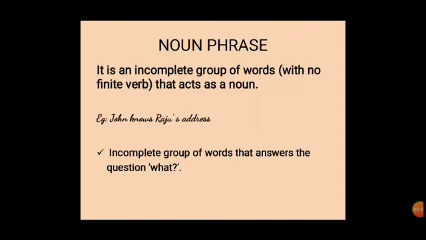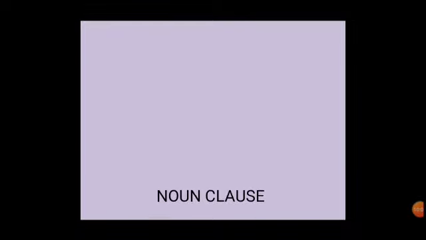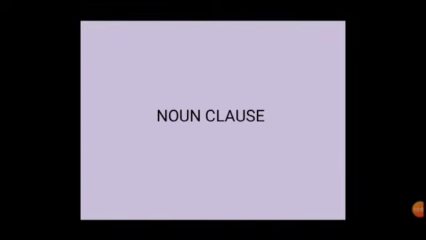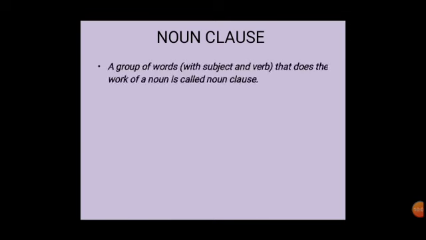Here, I think now you're very clear with the example that is given there. Now let us look into the next one. The next example that was given to you is actually called a noun clause. A group of words with a subject and verb that does the work of a noun is called a noun clause.